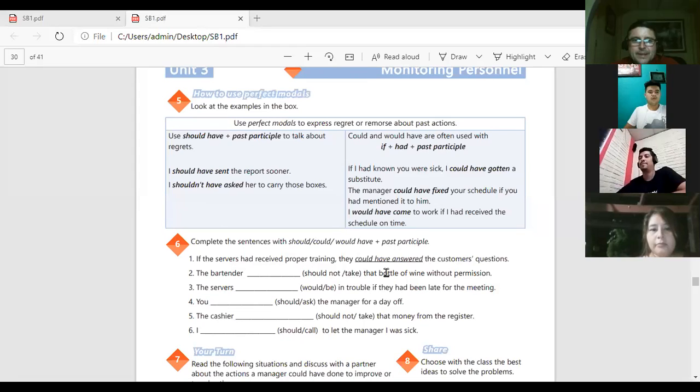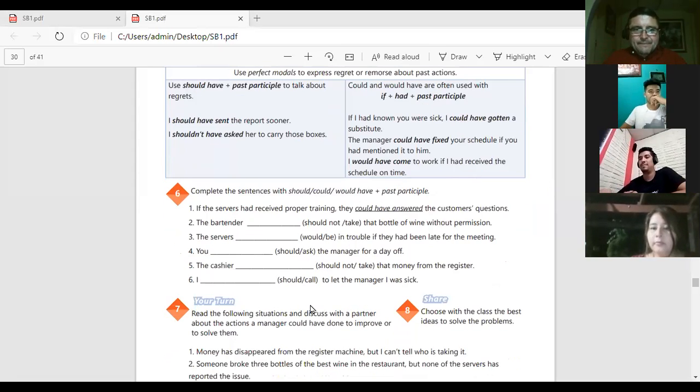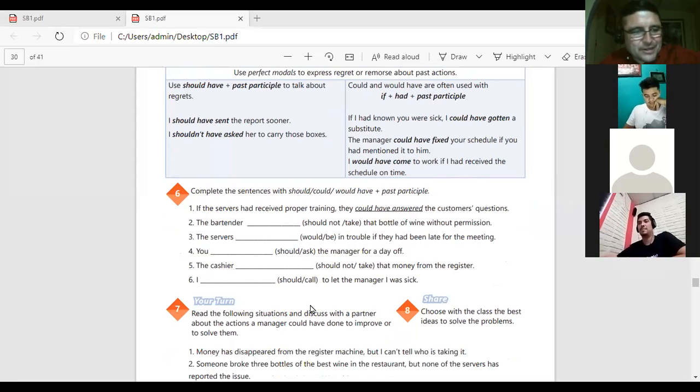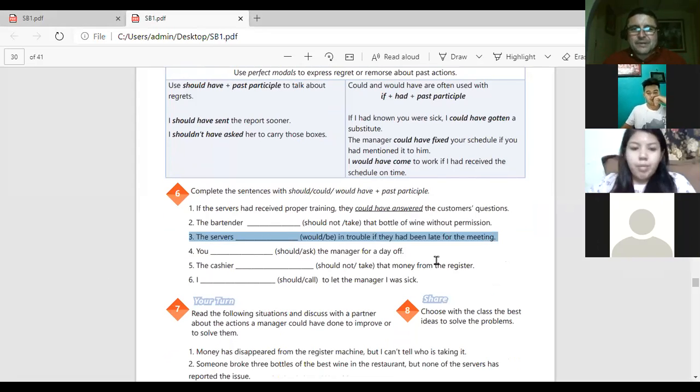Okay. May I have a volunteer to do number 2, please? Number 2, the bartender shouldn't have taken that bottle of wine without permission. Someone else, number 3, please. The servers would have been in trouble if they had been late for the meeting. Very good. The servers would have been in trouble. Very good. Okay, what about number 4?